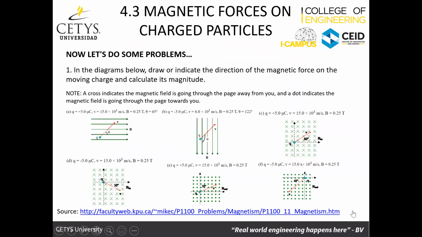So let's see if we can try to apply these to a few problems. So we're going to have six situations there. I'm going to explain what the graphics there in the situation mean, and we're going to go through them and see if we can understand.